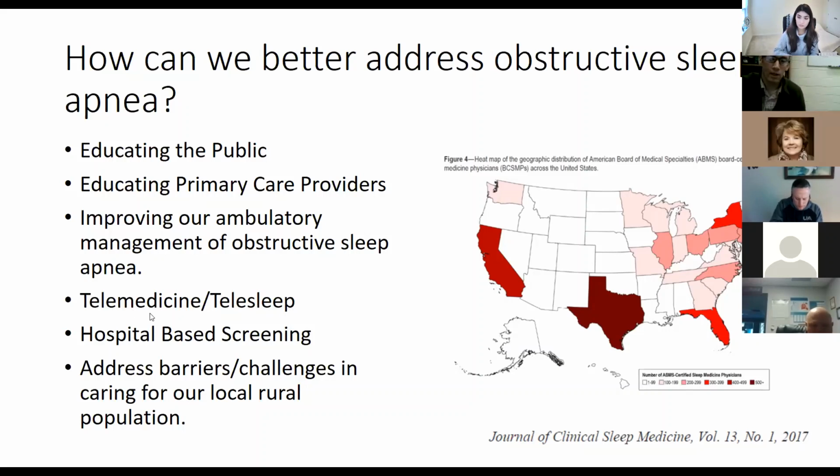Part of the answer, I think, is going to be telemedicine and telesleep, and thankfully I think COVID has hit the fast forward button on that. With the amount of disease in our state versus the number of providers, the idea that specialists are going to be able to see every case is just not practical. I think hospital-based screening may help us identify some of the patients that go unrecognized, but that's not going to be the complete answer.